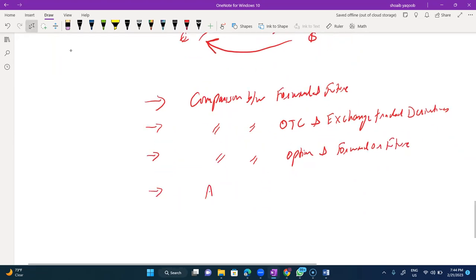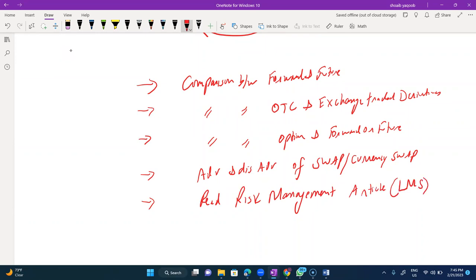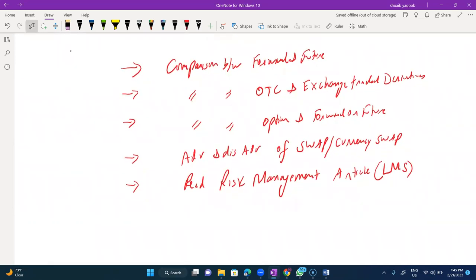The examiner can ask you the advantage and disadvantage of swaps or currency swap. This is also important. You should also read the risk management article. By the way, it is available on LMS. The discussion video is available on the LMS.